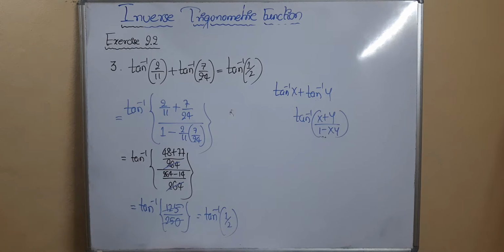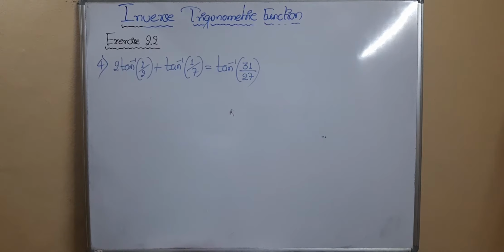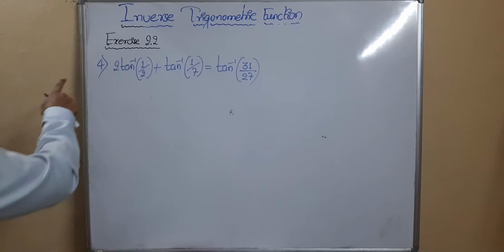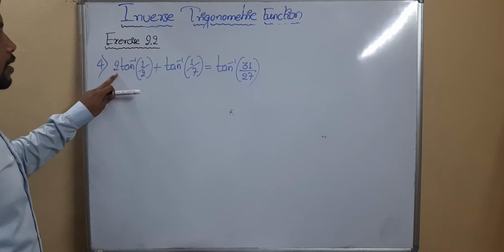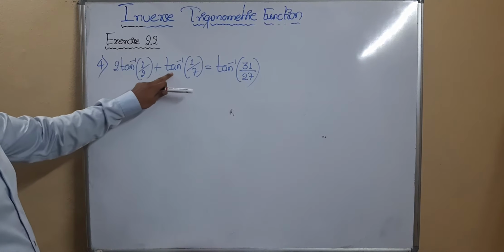Now note down the steps. The next one you need to observe. Fourth one, it is 2 tan inverse of 1 by 2 plus tan inverse of 1 by 7.